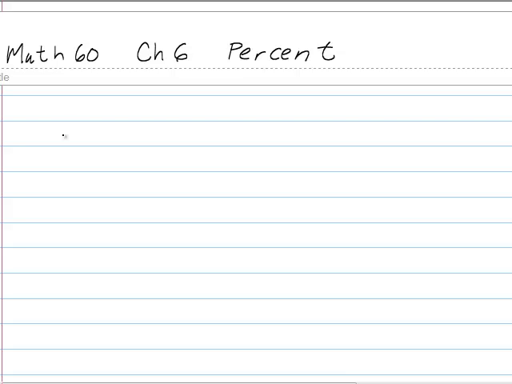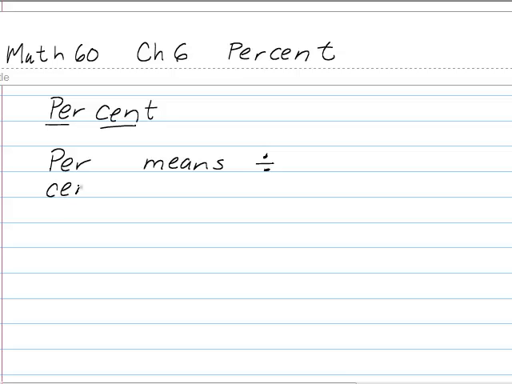Chapter 6, percents. The word percent has two parts, per and cent. Well, per we've seen before, haven't we? Per means divide, doesn't it? We have miles per hour that we've seen in rates and different things like that, but per means divide. And cent is the Latin word, and it means 100. So the word percent means divided by 100.